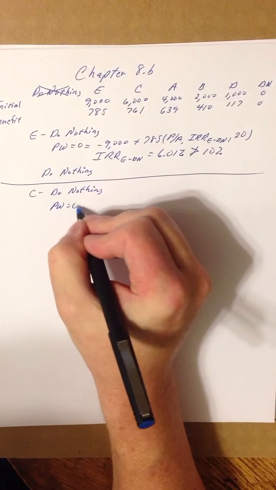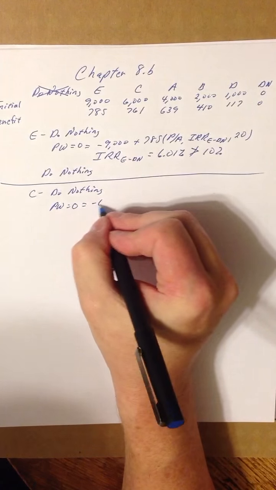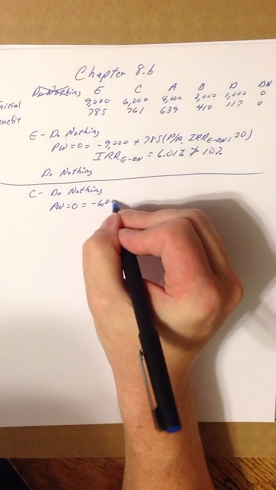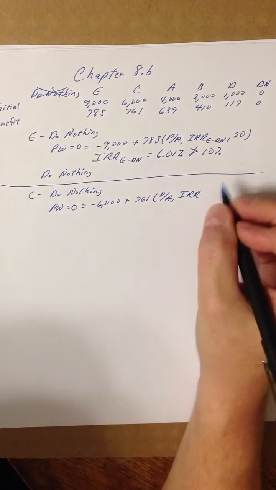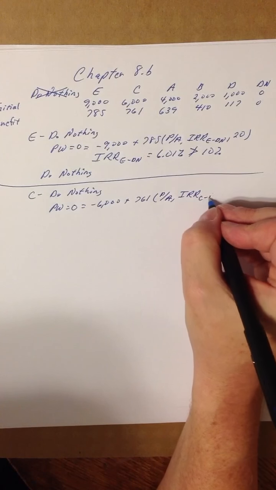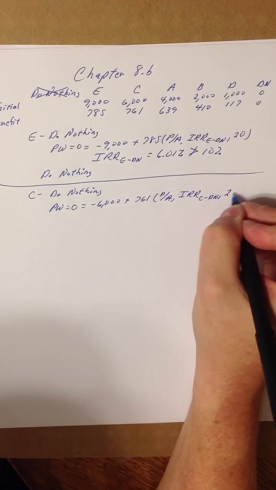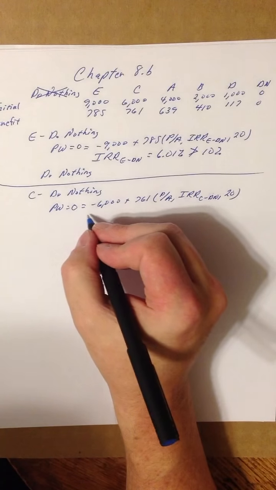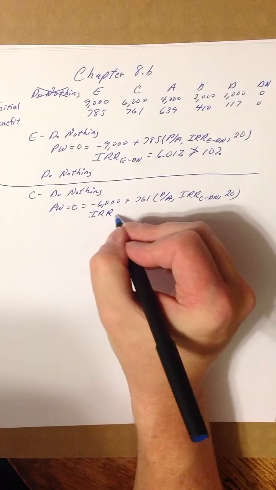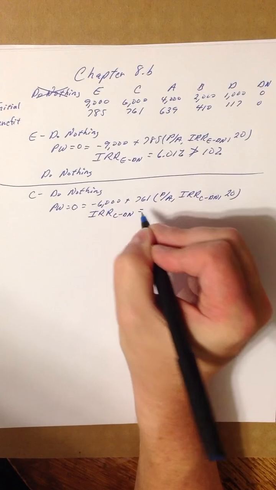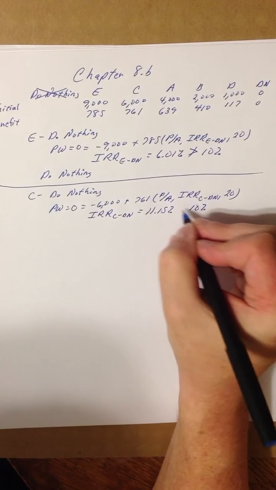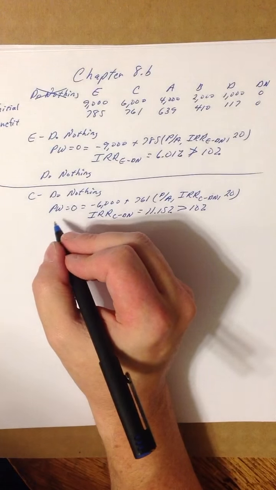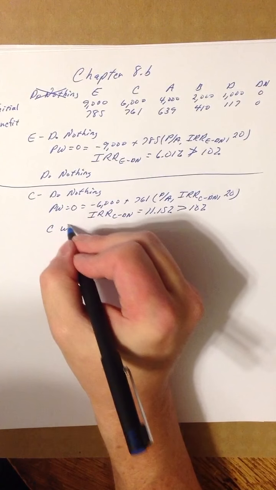And the present worth of that one is going to be the minus 6,000 plus the 761. We're going to find a P given an A at the internal rate of return of the C minus the do nothing, and we're going to find that is going to be 20. So the internal rate of return of C minus the do nothing is somewhere about 11.15%, and of course that is greater than 10%. So in this case, we see that C wins.